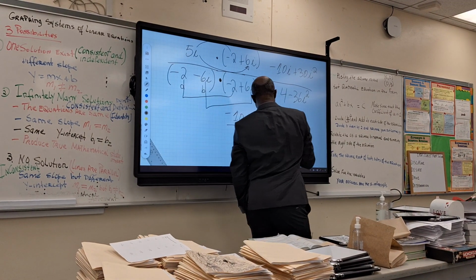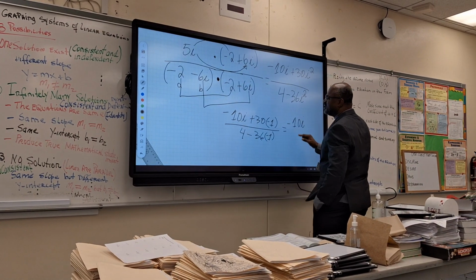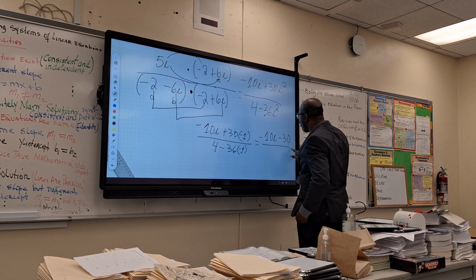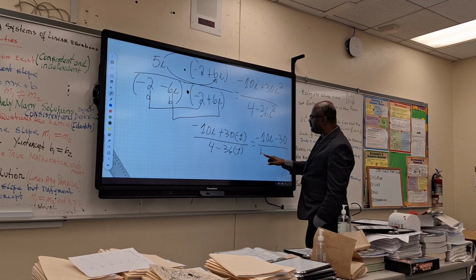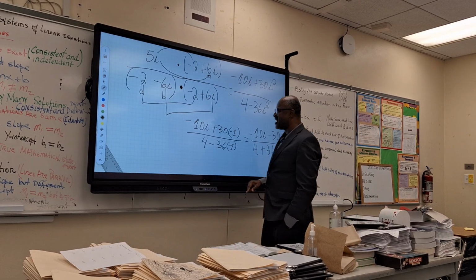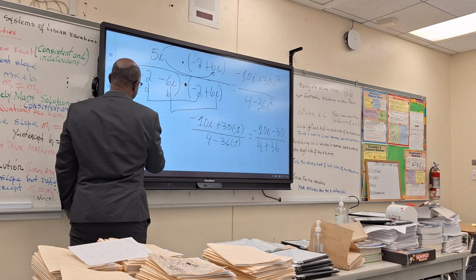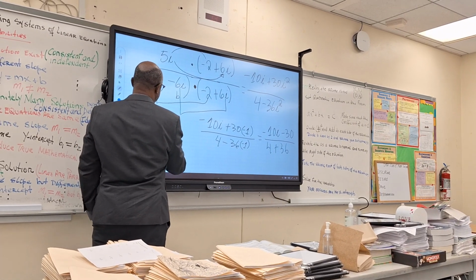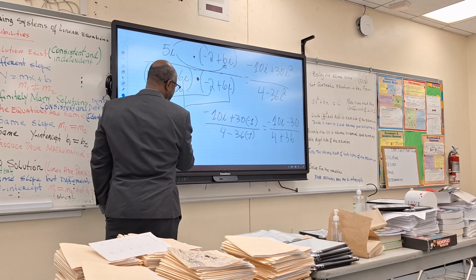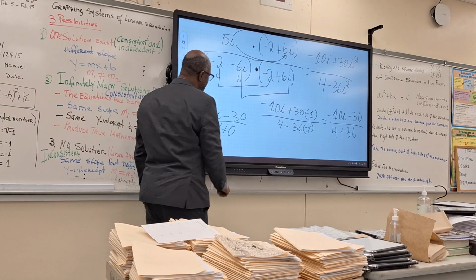So as my numerator, I end up with negative 10i minus 30, over 4 plus what? 36. We are simplifying still. So we will have minus 10i minus 30 over 40. We have to simplify one last time.